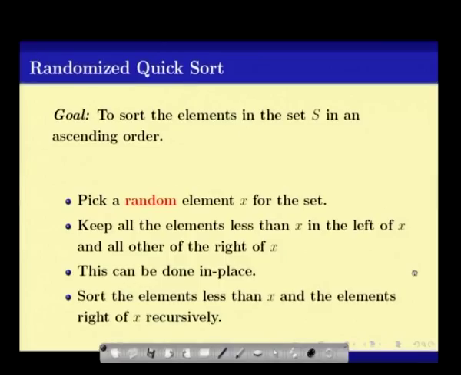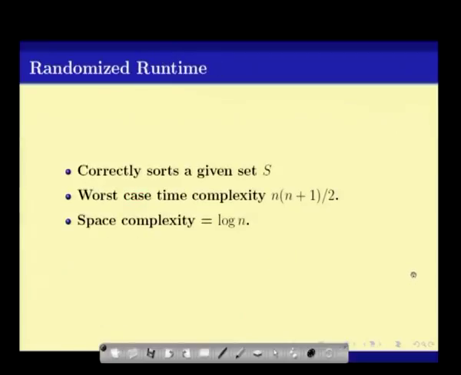The question next was, can we do better, or in other words, is quick sort any better than insertion sort? And the answer was yes. Instead of picking the first element x from this set, if we pick a random element x, then quick sort has expected runtime n log n. Although the worst case runtime still remains n into n plus 1 by 2, the expected runtime is n log n, which is clearly better than n square, which is what we get for insertion sort.